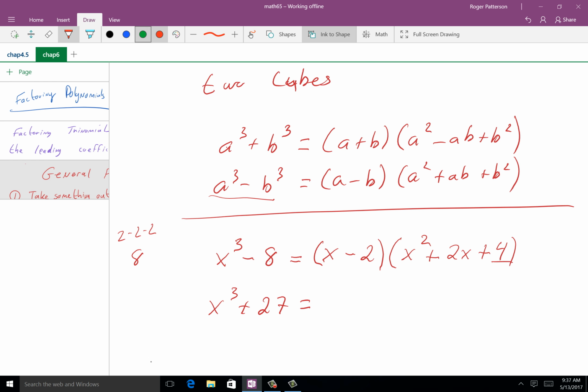Minus in this one. Now we're just going to multiply those for that middle term. And then 3 squared is 9, so that goes there. Okay, so these are sum and difference of two cubes.